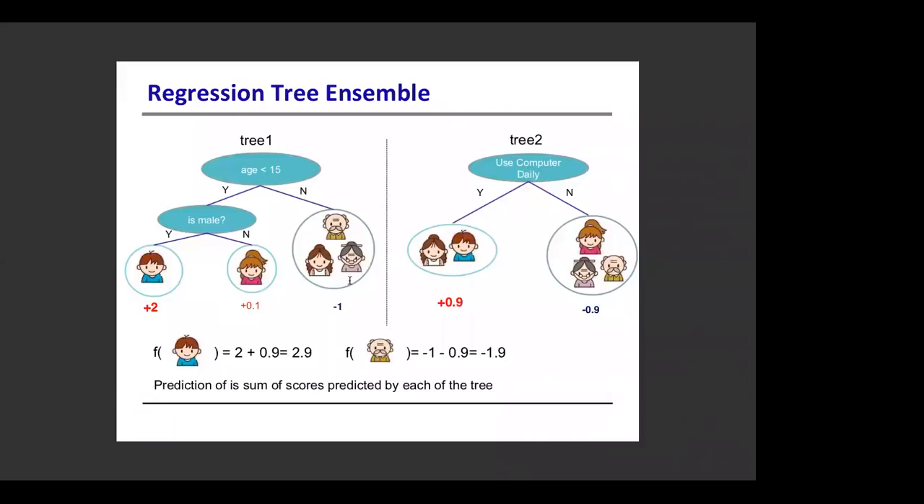From tree one, it'll be -1, and from this side it'll be -0.9, so it'll be -1 minus 0.9, so it'll be -1.9. The chance of this person playing computer games is very low. For a boy, as per this particular tree, the chance is +2, while in this one it's 0.9, so it's 2.9, right? So this is how we have a tree ensemble.